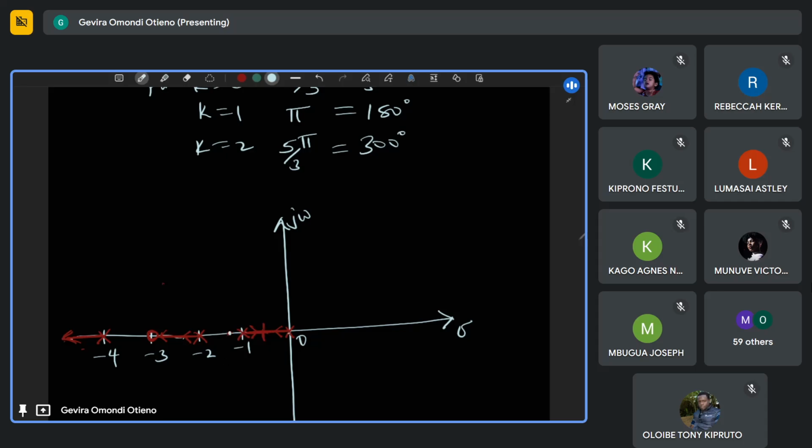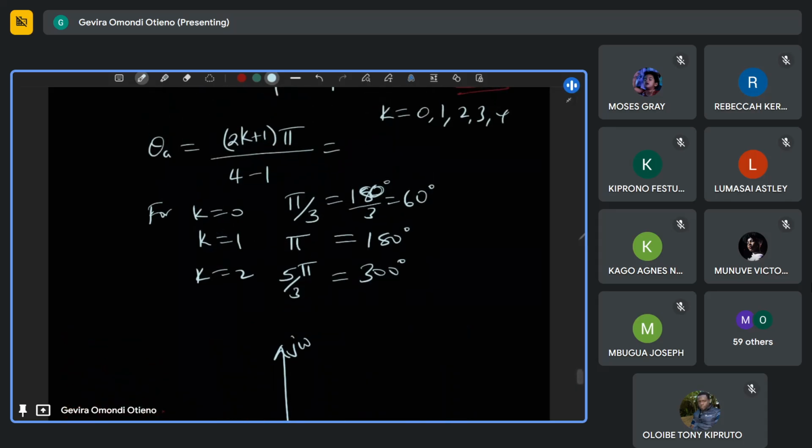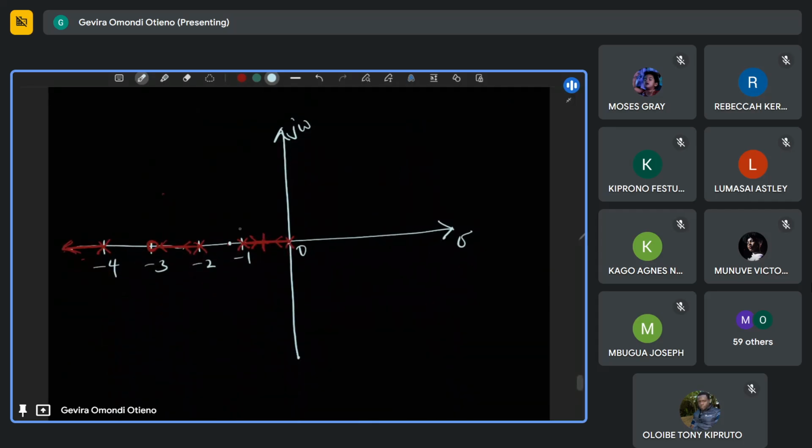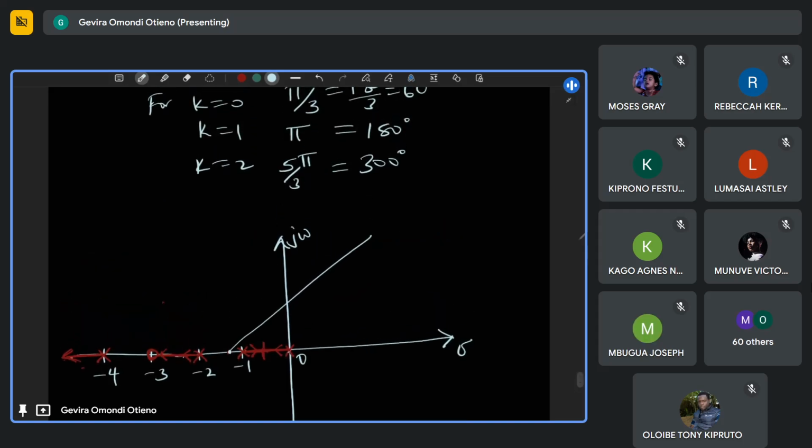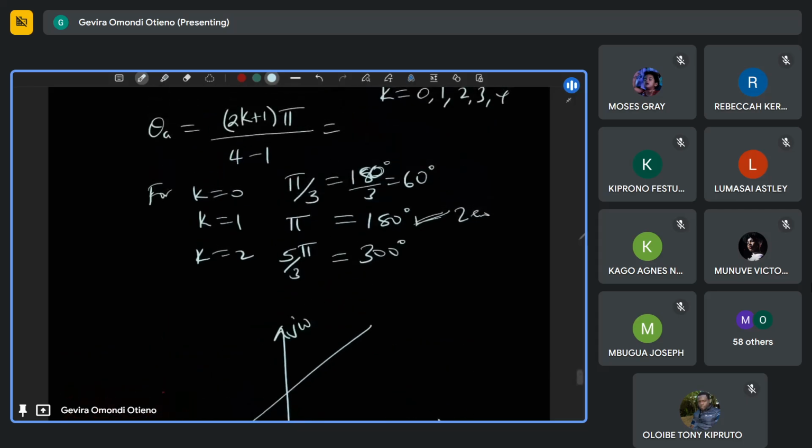okay? And we draw a straight line, and those lines can be at 60 degrees, at 180 degrees, and at 300 degrees. So 60 degrees is a straight line like that, and 180 degrees is a straight line on the real axis. So this line here, this intercept of 180 degrees, is where the other 0 at infinity is, meaning there's a 0 at infinity on this line.